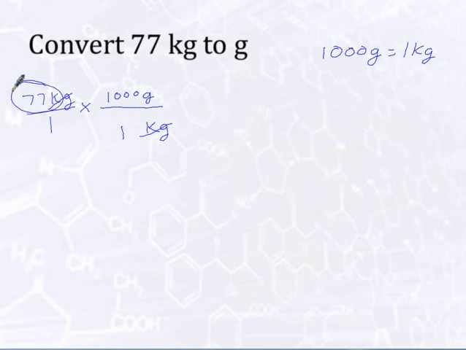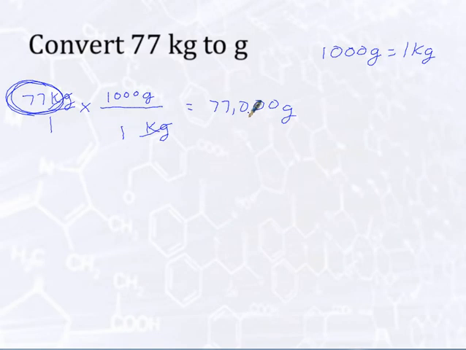You always start with plugging that number in your calculator, the 77, and anything you see on top you're going to multiply. Anything on the bottom you divide. But notice right here they're both 1s, so we're just going to ignore that. So I take 77 times 1,000 and I get 77,000 grams. And that is my answer.